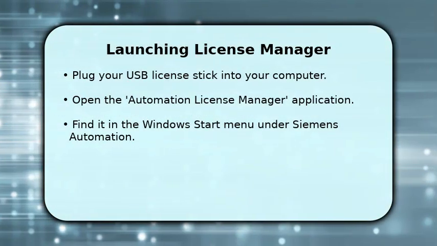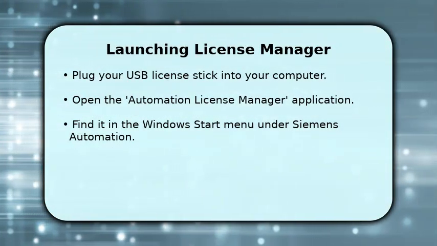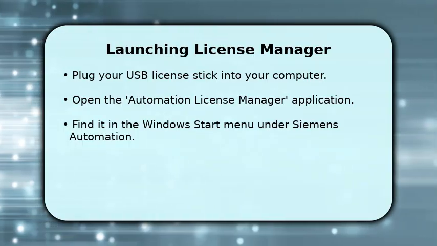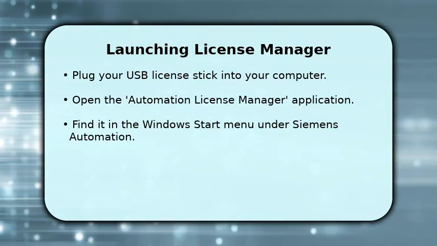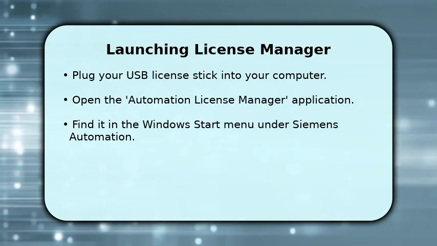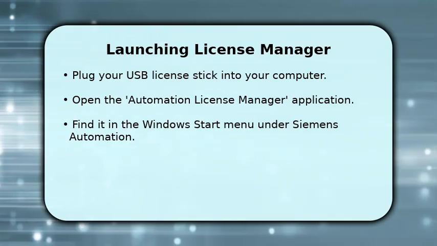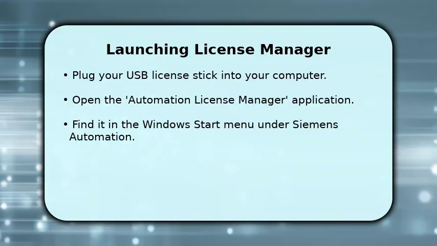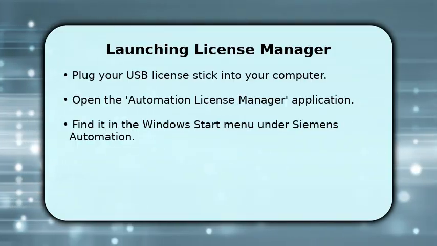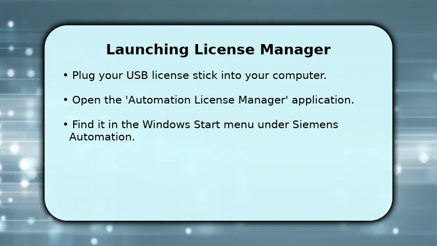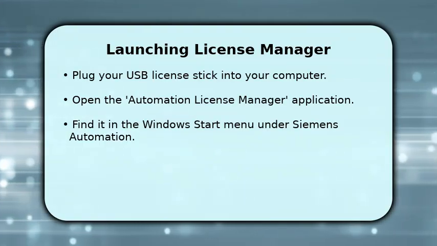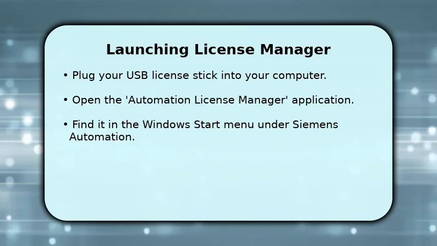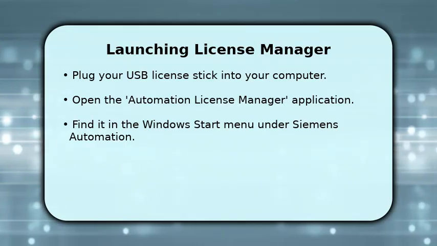To begin, plug your USB license stick into an available port on your computer. Next, locate and open the Automation License Manager application. You can usually find this by searching in your Windows Start menu under the Siemens Automation folder. Once opened, the manager will provide an overview, showing any licenses currently installed on your system's hard drives.